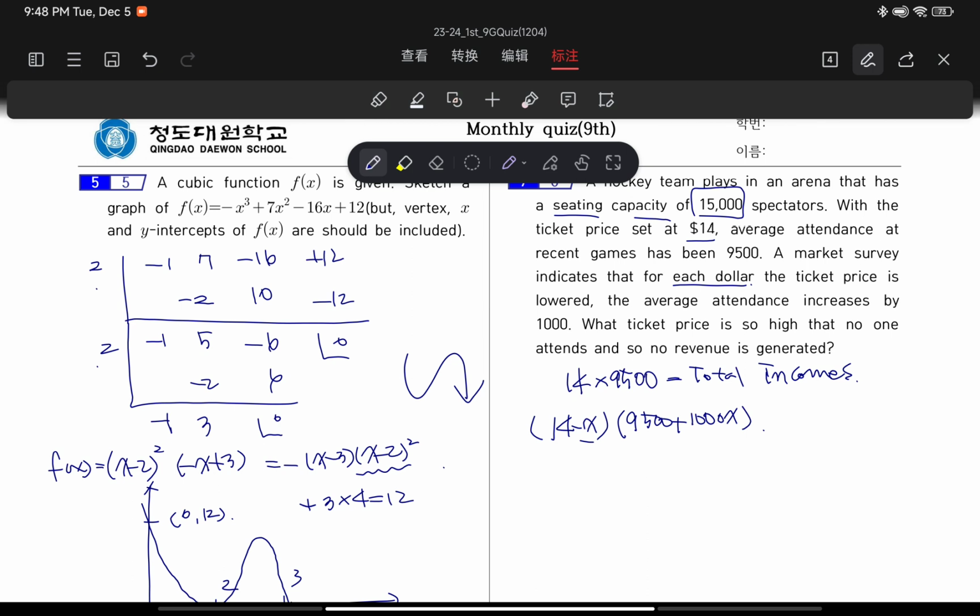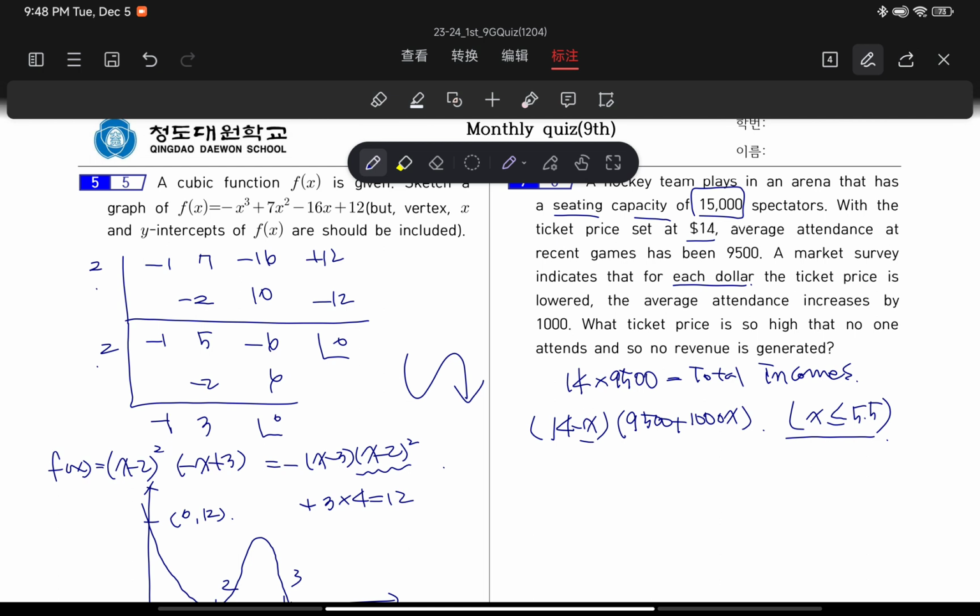But you should add some condition. Put in x equal to 5.5, so x cannot exceed 5.5, because at x equal to 5.5, 19,500 plus 5,500 equals 25,000, hmm, the capacity of 50,000 spectators. Okay, so x cannot exceed 5.5.